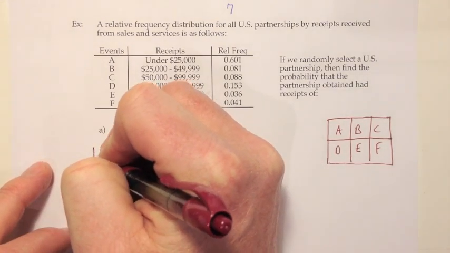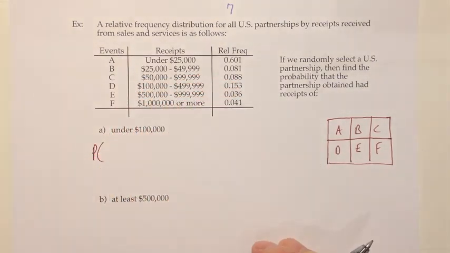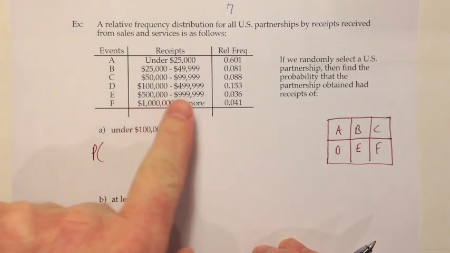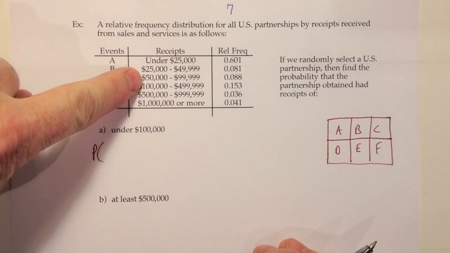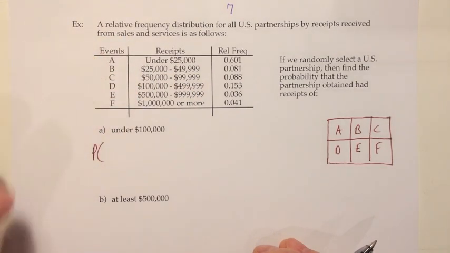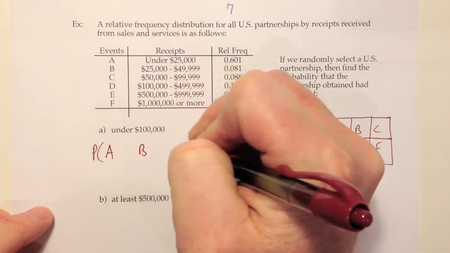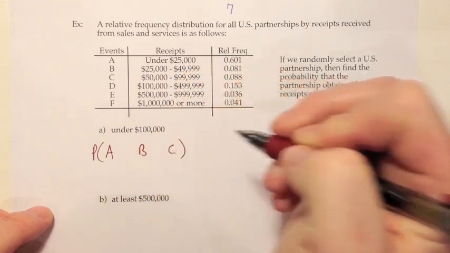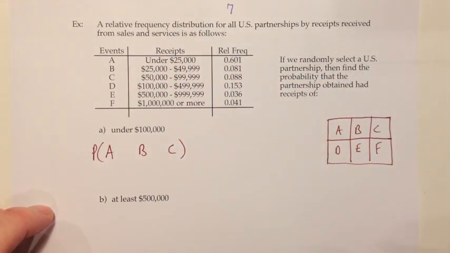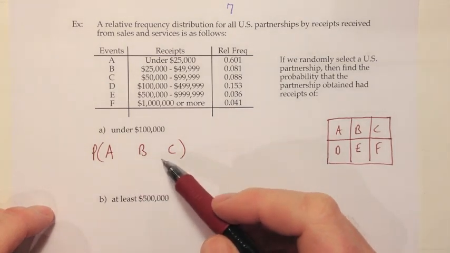So the first thing I'm going to do is just try and write out the notation for that. If it's under 100,000, then what letters is that? So let's see, under 100,000 would be from here up, and that would be A, B, C. So I'll write those down. But then when you think about, all right, it's A, B, C, is it A and B and C, or is it A or B or C?